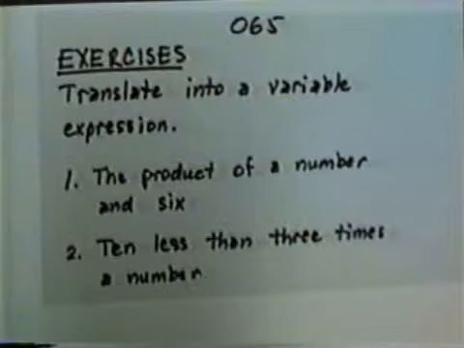Translate into a variable expression. Number 1 is the product of a number and 6. Exercise 2. 10 less than 3 times a number.